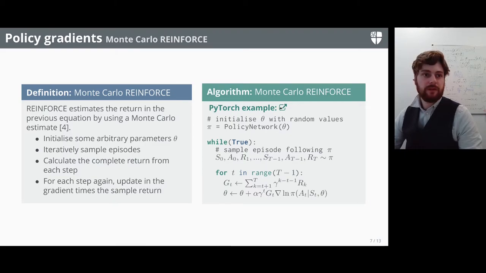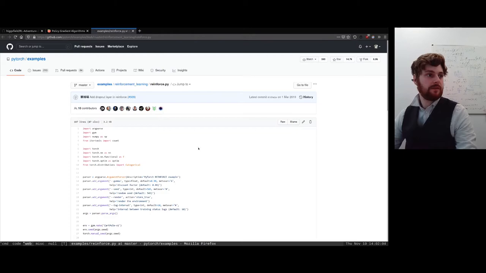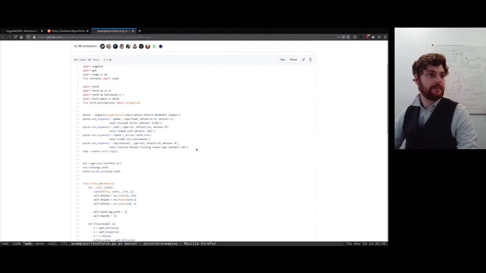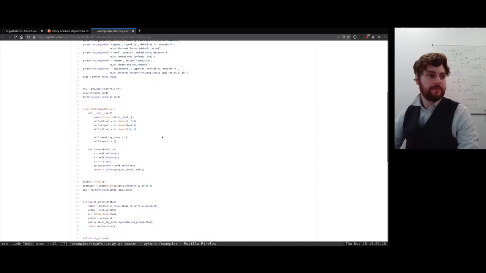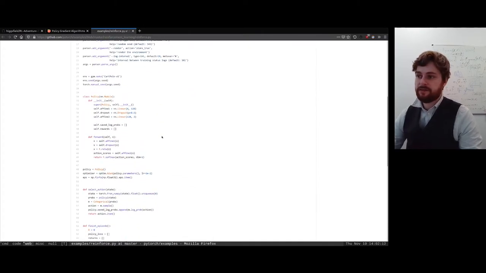So if I just open this code here, okay. So here's some code from the REINFORCE algorithm. At the top, we have our policy network here. This is pi, if you like, in that code. And it receives input states and outputs the action probabilities.